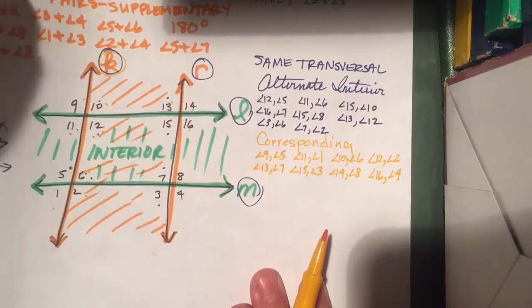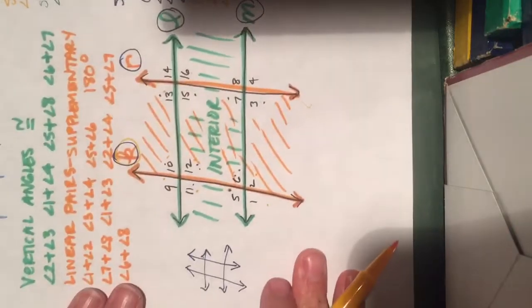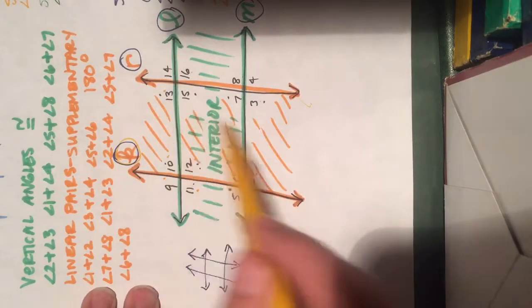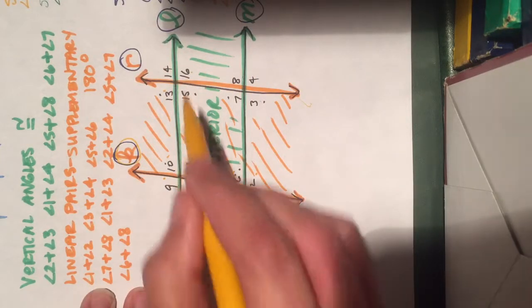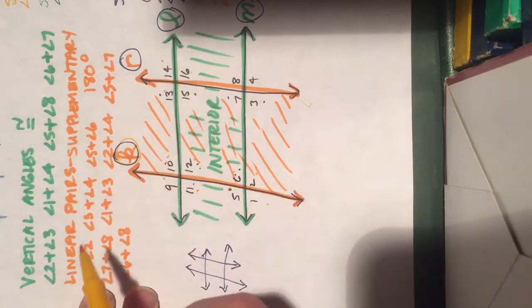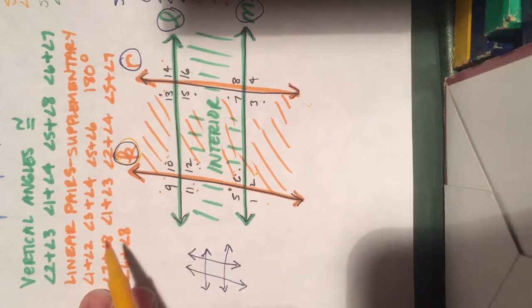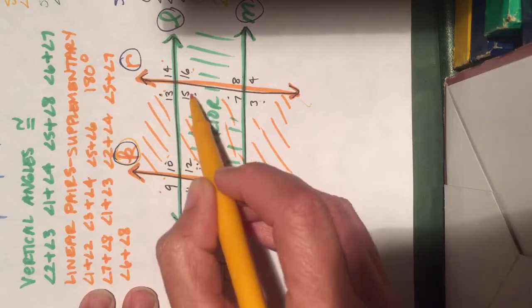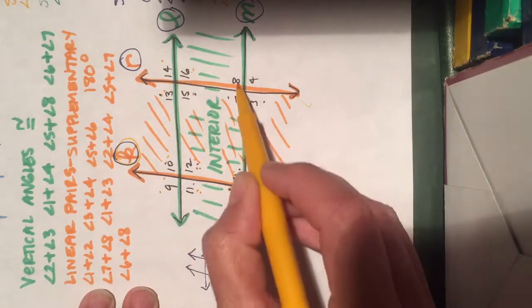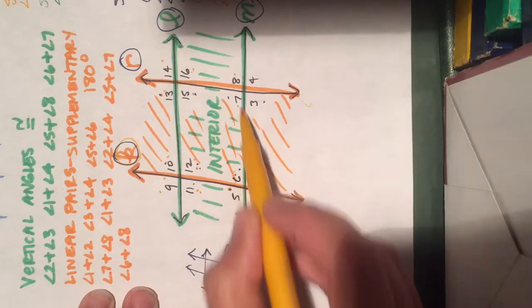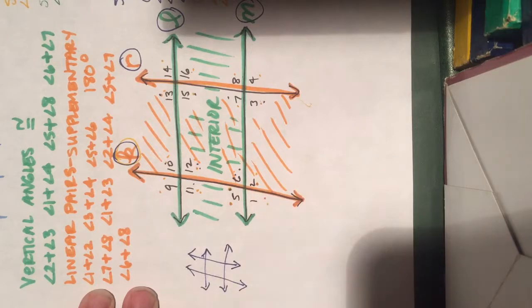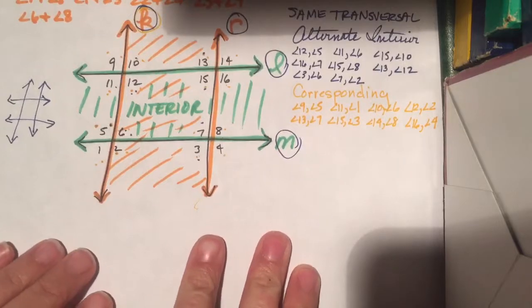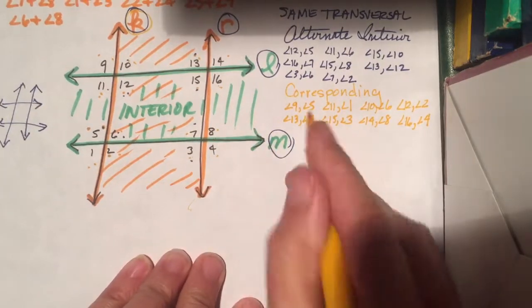Now let's flip this and let's look at the orange lines are here, and now we'll make the green lines the transversals. You've got corresponding angles here then. You've got 14 and 10, 13 and 9, 16 and 12, 15 and 11, 8 and 6, 7 and 5, 4 and 2, and 3 and 1. Those are all corresponding angles also because you're looking at different transversals. We've got different types of transversals here.